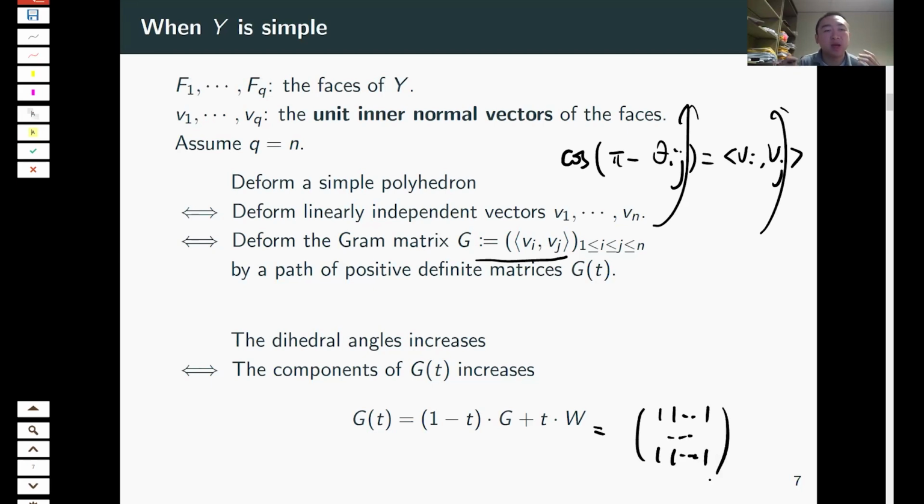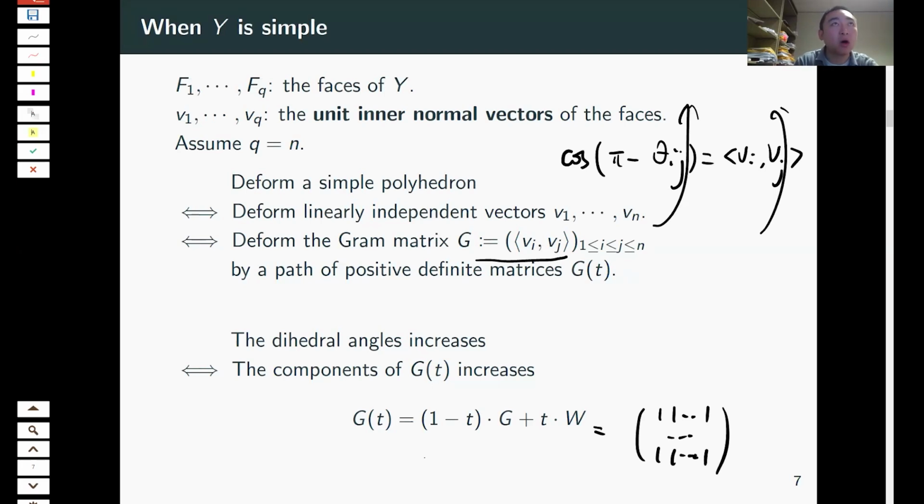Okay, so imagine eventually all the faces become one face, and all the vectors become one vector, the normal vector of the face, and the inner product will be all ones. And by a linear algebra argument, we know that this path is always positive definite, unless t is equal to 1. And now that you have the Gram matrix, you can get back the vectors, and then you get back the polyhedron.